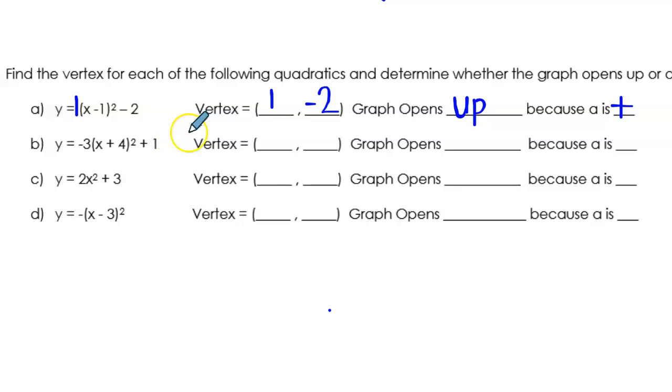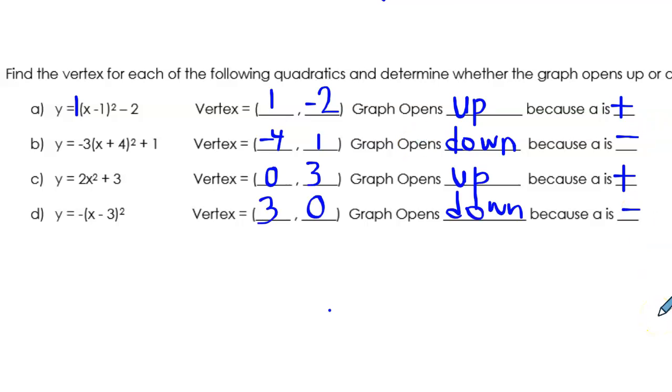Now let's look at our next one. Let's first find our vertex. Take the opposite sign for our x: negative 4 and positive 1. And our graph is going to open what? We have an a now and it's negative. That's going to make our graph open down. Our graph is going to open down because a is negative.